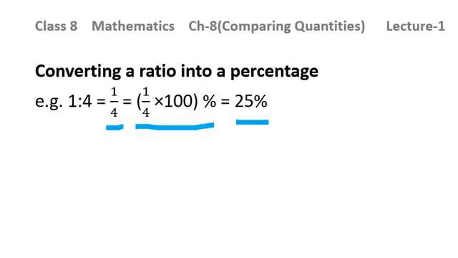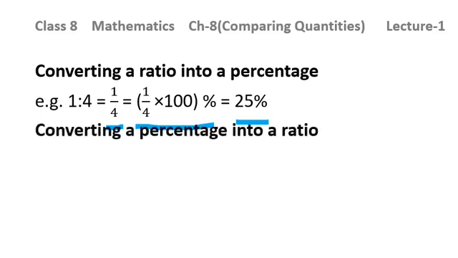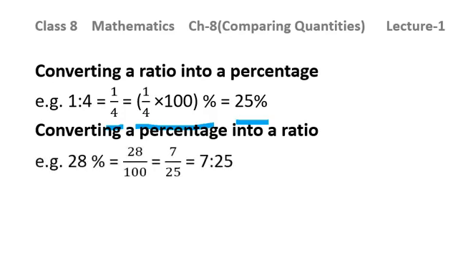Now let us see the opposite case, vice versa, converting a percentage into a ratio. Let us see the example. 28% is given to you, and you need to convert it into a ratio. If a percentage is given to you, the denominator will be 100. So it will be 28/100. Convert it into standard notation. After cancelling out, you will get 7/25, and then simply put 7:25. The ratio sign will be placed in between, 7:25. So this will be the answer. So 28% is equal to 7:25.